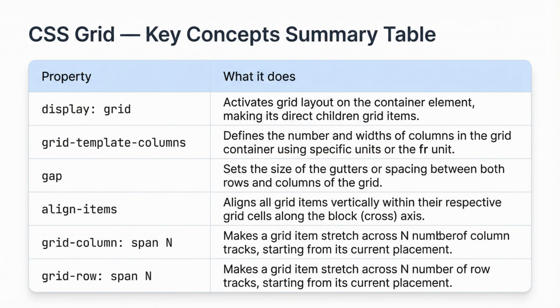Before moving on, here's a quick mental map of the grid properties covered. Display grid activates the grid. Grid template columns defines how many columns and their sizes. Gap adds spacing. Align items handles vertical alignment. And grid column span n plus grid row span n let individual children take up more space. These are the core tools you'll use in almost every grid layout.